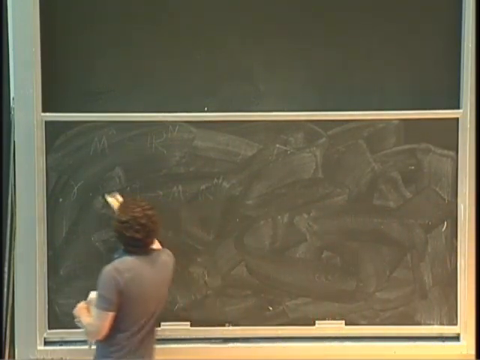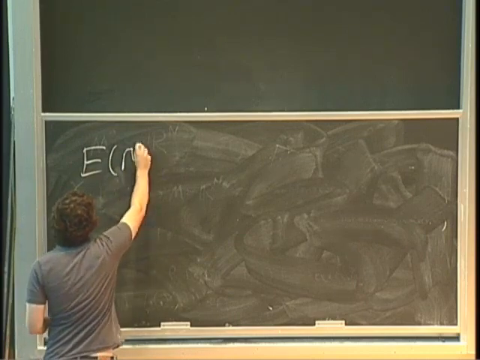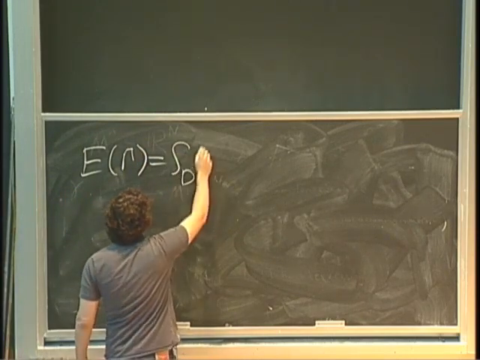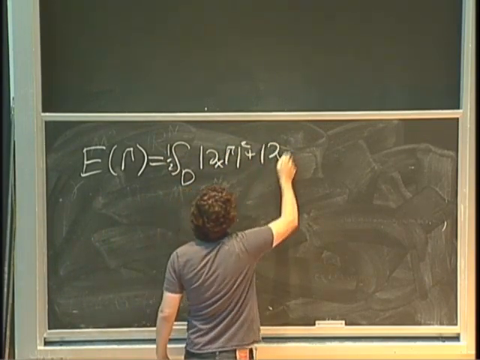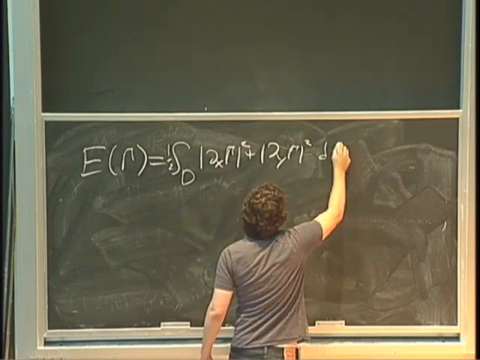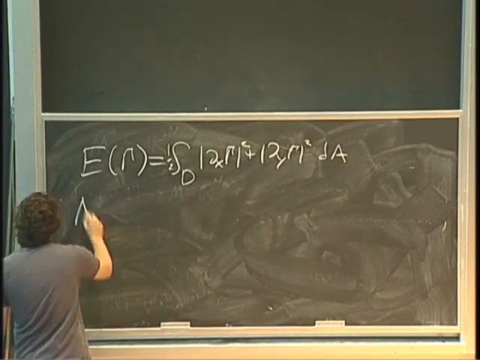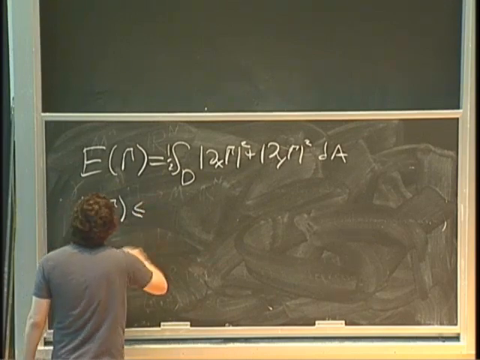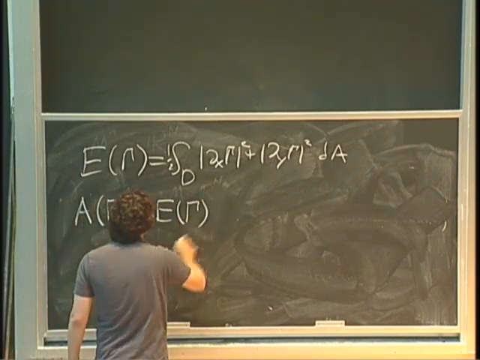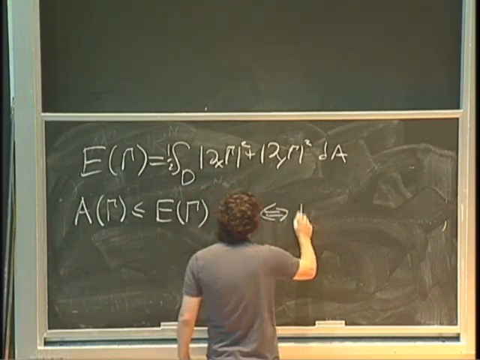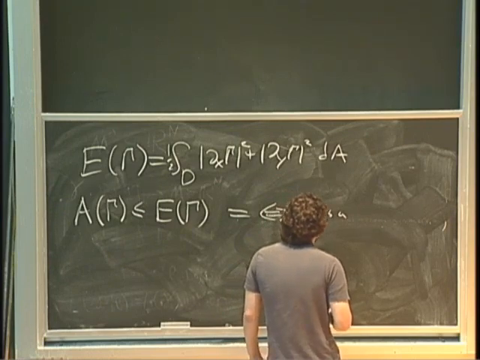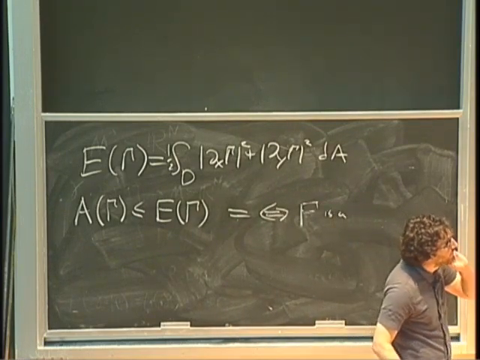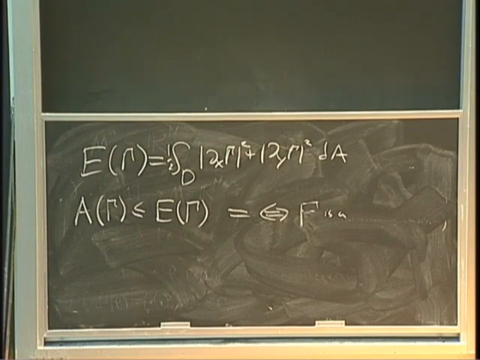All right, so the upshot of this is if we define the energy of a parameterization to be the integral over the disk of 1/2 del x gamma squared plus del y gamma squared dA, then we see that the area of gamma is less than or equal to the energy of gamma. And you have equality if and only if gamma is a conformal map. By the way, we're using the Euclidean area element on the disk, so we're thinking of the disk as the unit disk in R2.